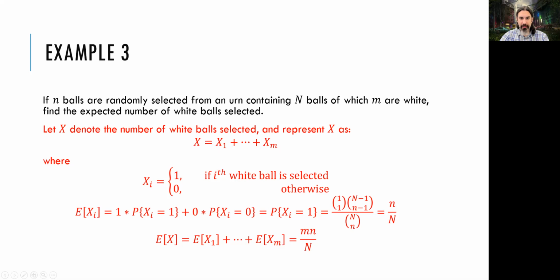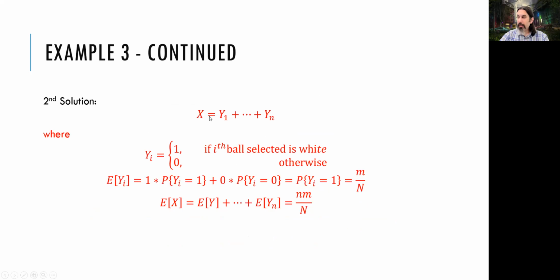The second one is very similar, but a bit different as well. In the second one, instead of xm, we have yn. We are selecting balls, so we are just checking those balls. Is the first ball I selected white? If it's white, let's give it 1. If it's not, 0. If the second ball I selected is white, give it 1. If it's not, give it 0. It goes on like this. So now we have y1 to yn because we are picking n balls, and this total is equal to x, which is the value we are looking for.